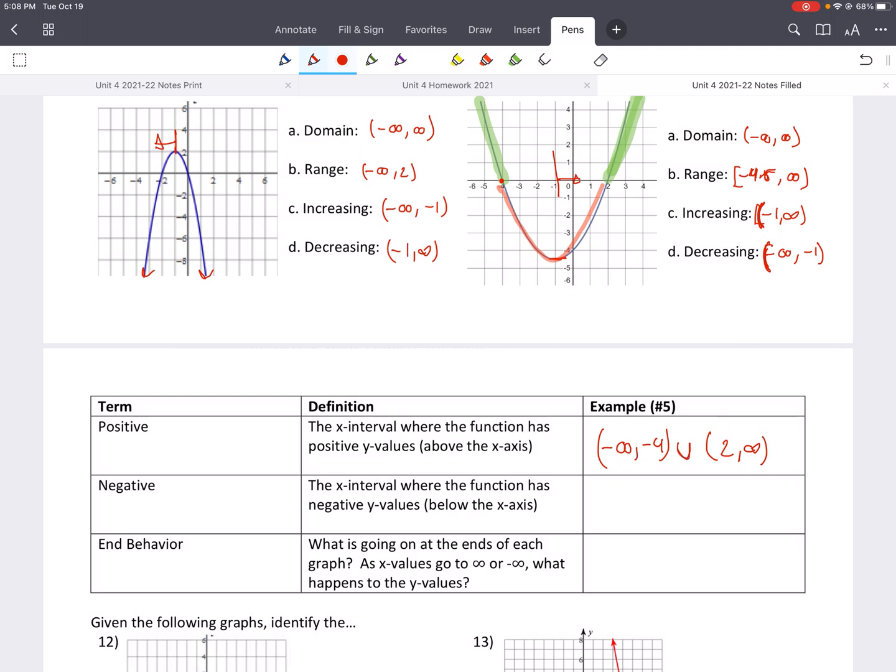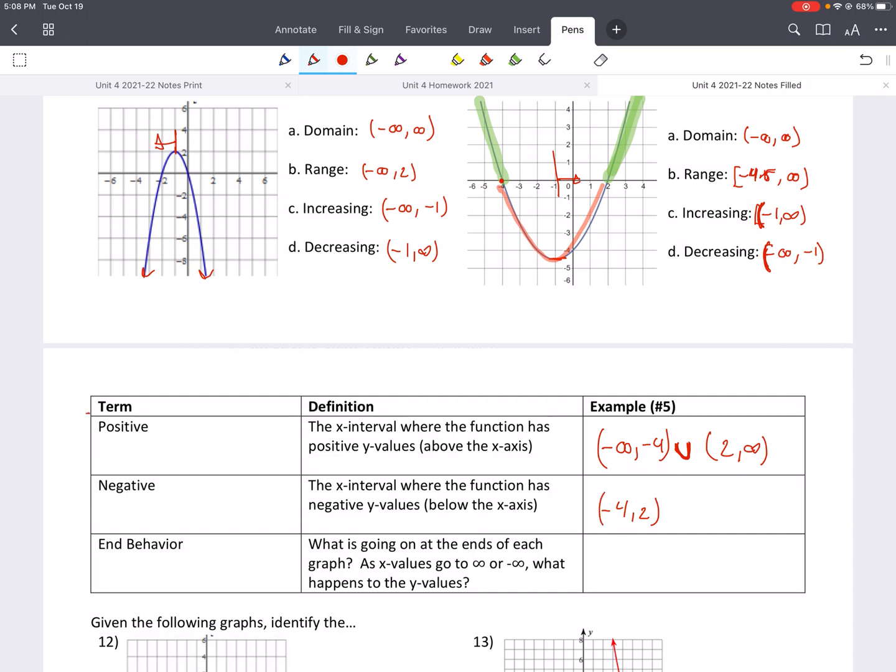When we write those, we're going to use a symbol called union to say that they're together for the positive. Those are both positive. Okay. For negative, it's going to go from negative 4 to 2.